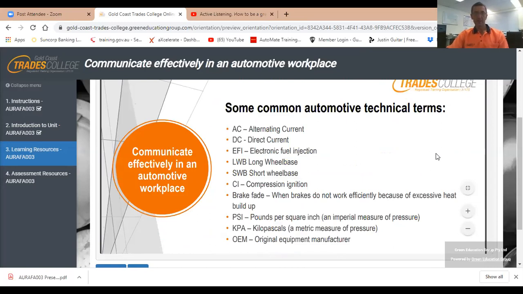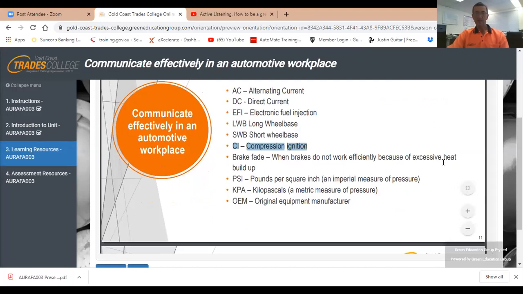Just continuing from that, things like AC, alternating current, DC, direct current, EFI, electronic fuel injection, LWB and SWB, so that's long wheelbase and short wheelbase. CI stands for compression ignition. Brake fade, you might hear that in a workshop when brakes do not work efficiently because of excessive heat. PSI, that's a unit of pressure, an imperial measurement, that is, of pressure. kPa is a metric measurement of pressure, that's kilopascals. OEM is something you hear all the time, that's original equipment manufacturer.